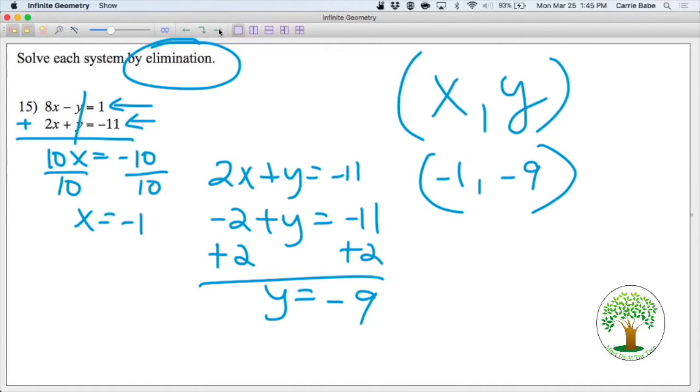Your elimination this week will automatically, either your x or your y will eliminate automatically. You won't have to do any special things. Next week, we're going to be adding more to this. Okay?